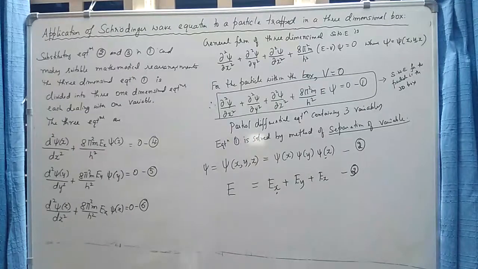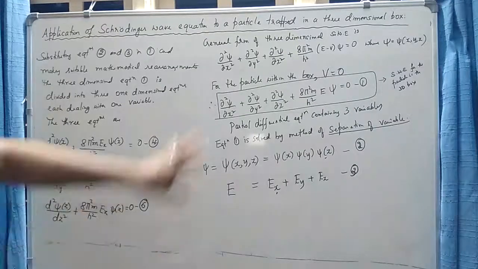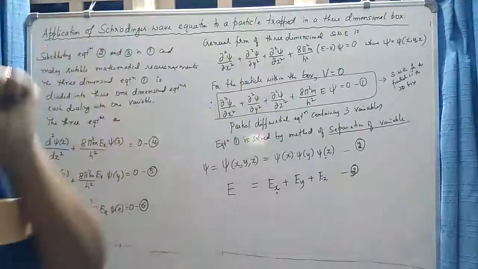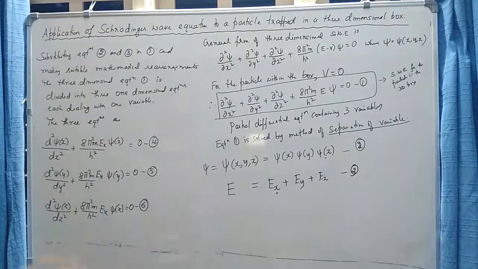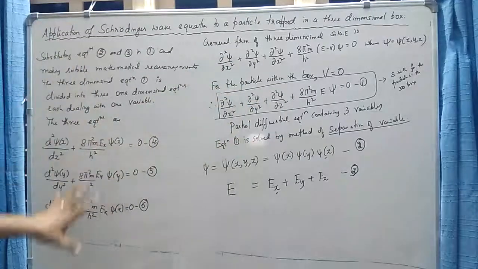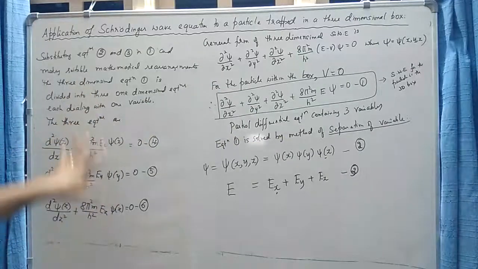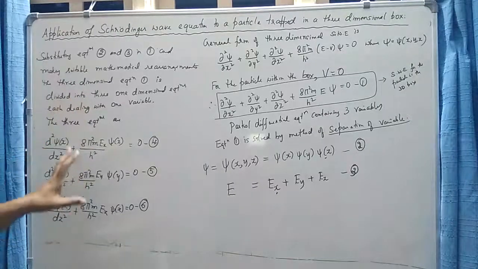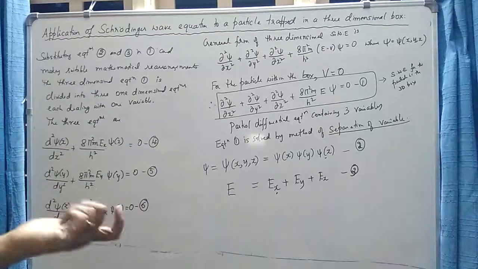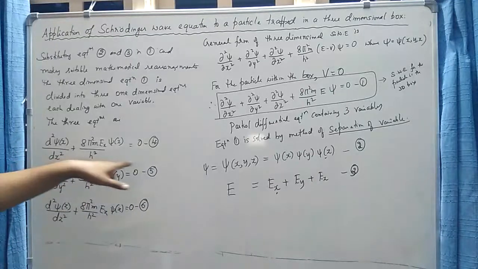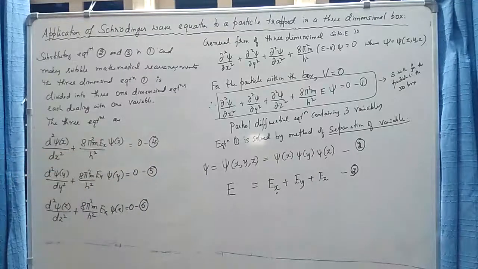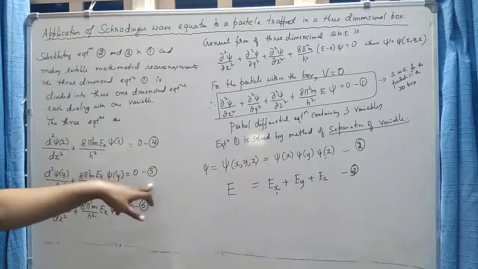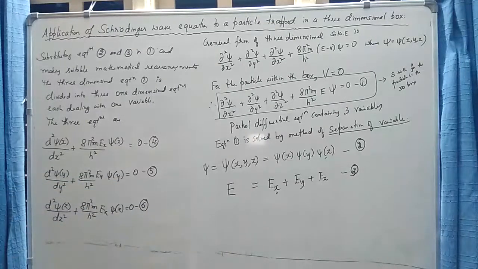So this is the utility of the method of separation of variables. Though this three-dimensional equation looks very complicated, we are simplifying this three-dimensional problem and splitting it into several one-dimensional problems, three to be exact, and the solution to the one-dimensional problem is already known. This is the Schrodinger wave equation for the particle trapped along x-axis. Similarly, equations 5 and 6 are the corresponding Schrodinger wave equations for the particle moving along y-axis of length b and along z-axis of length c.